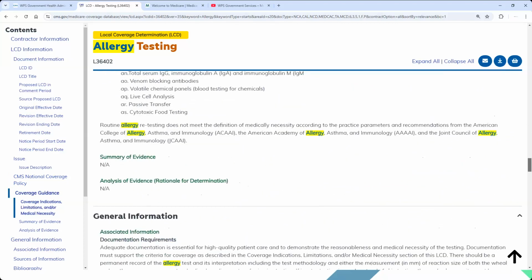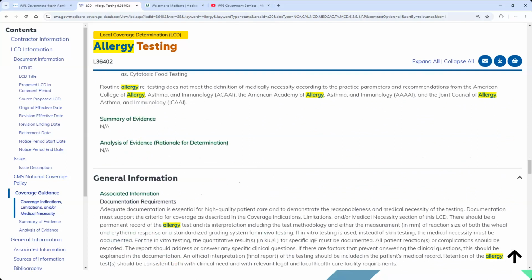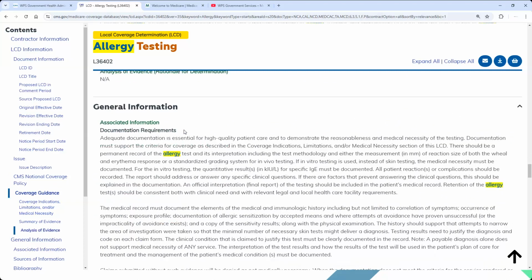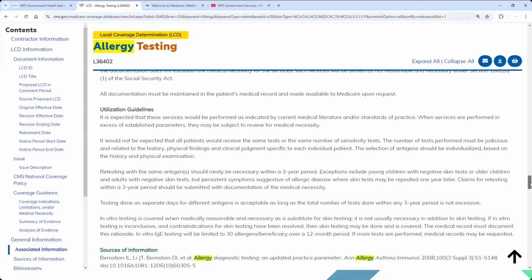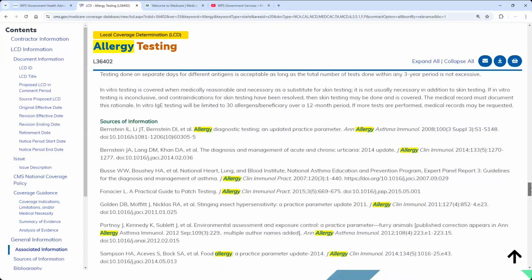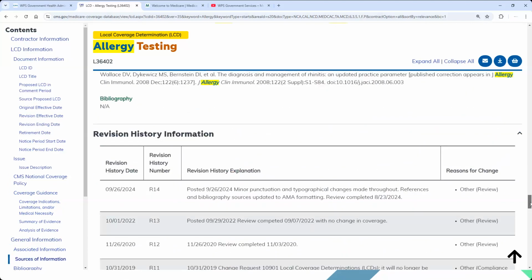Summary of evidence, which is down here on the bottom, and this just provides why we did what we did and what happened. Now, summary of evidence for some of our older policies like allergy testing hasn't been added because it wasn't required at the time. Analysis of evidence, rationale for determination. Again, these two are newer sections. Documentation requirements. Again, going to walk you through what we got to have in the documentation. Utilization guidelines, all of the sources that go with that. And then we get the revision history.